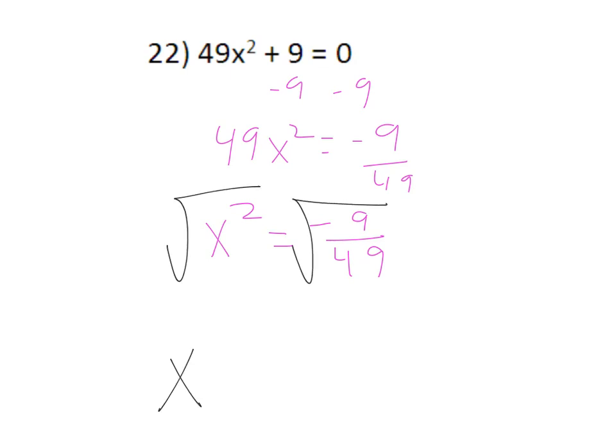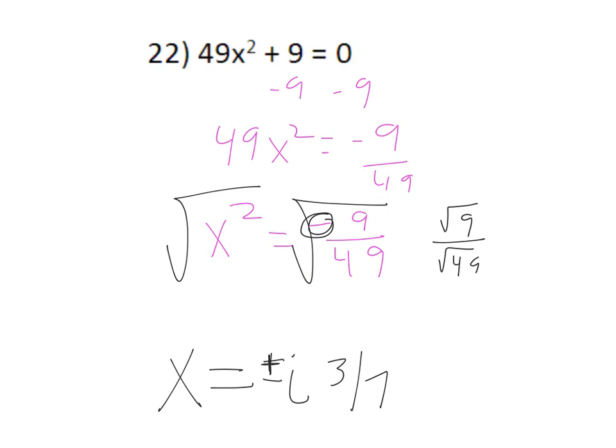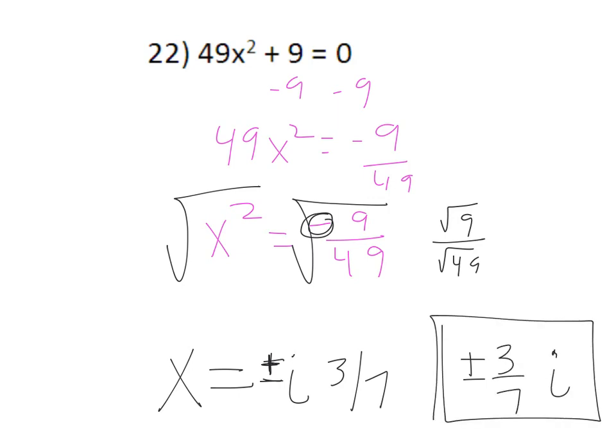So my answer here would be x is equal to, this negative would make an i out in front, and I could rewrite the square root of 9 over the square root of 49, which is equal to 3/7. Or, a little better, how to write this is, you also need your plus or minus. Plus or minus 3/7 i. This is how you should write your answer. And those are the answers to your practice chapter 4 part 2 test.